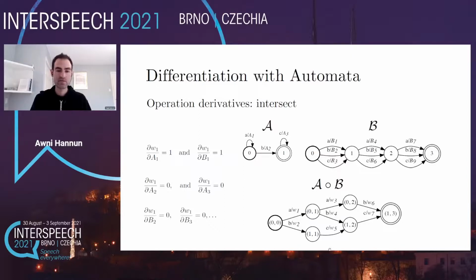And that's how differentiation with intersect works. In this case, each of the output arcs comes from two arcs, one from each of the inputs. And so each of the output arcs will have two non-zero derivatives, which will be 1, and the rest will be 0.